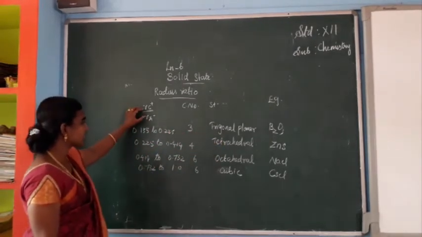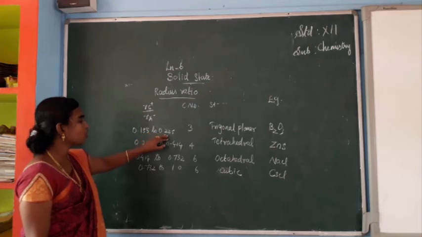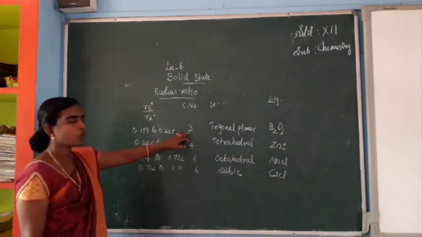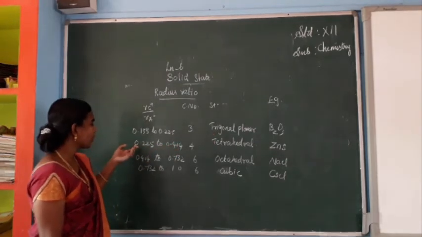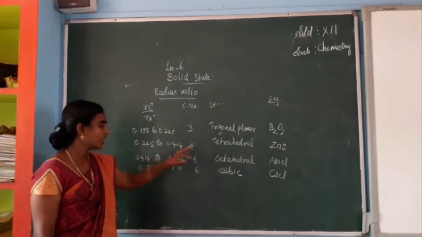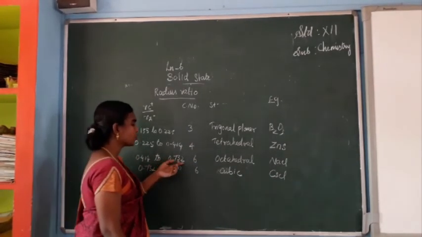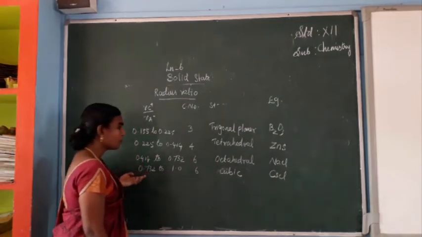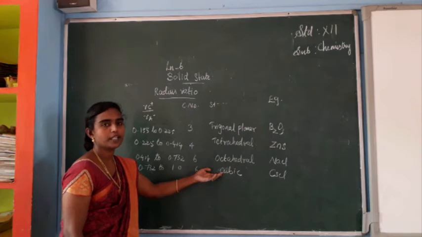So if the radius ratio is 0.155 to 0.225, coordination number 3, trigonal planar. 0.225 to 0.414, tetrahedral. 0.414 to 0.732, octahedral. 0.732 to 1, so it is cubic.